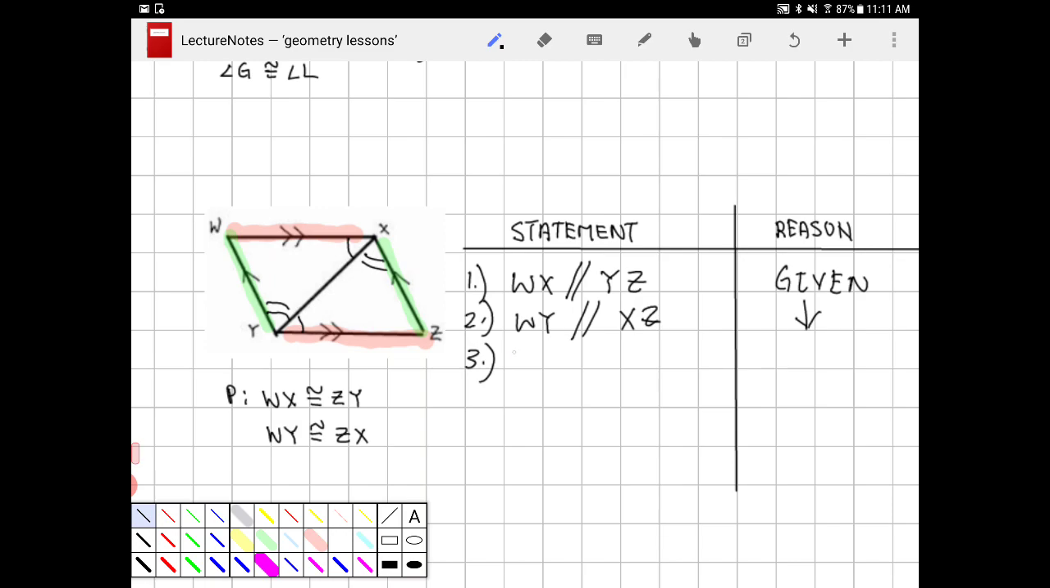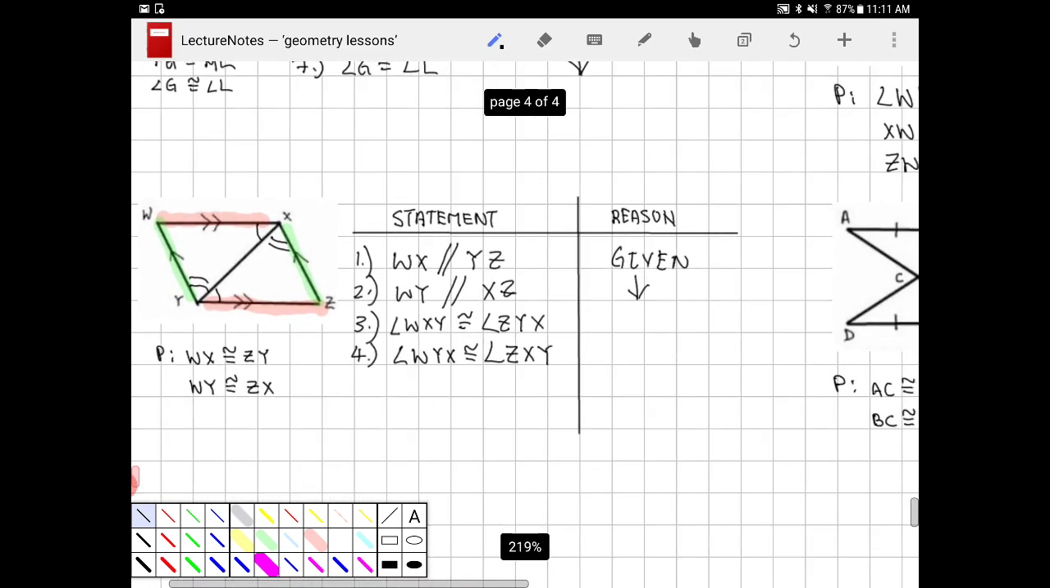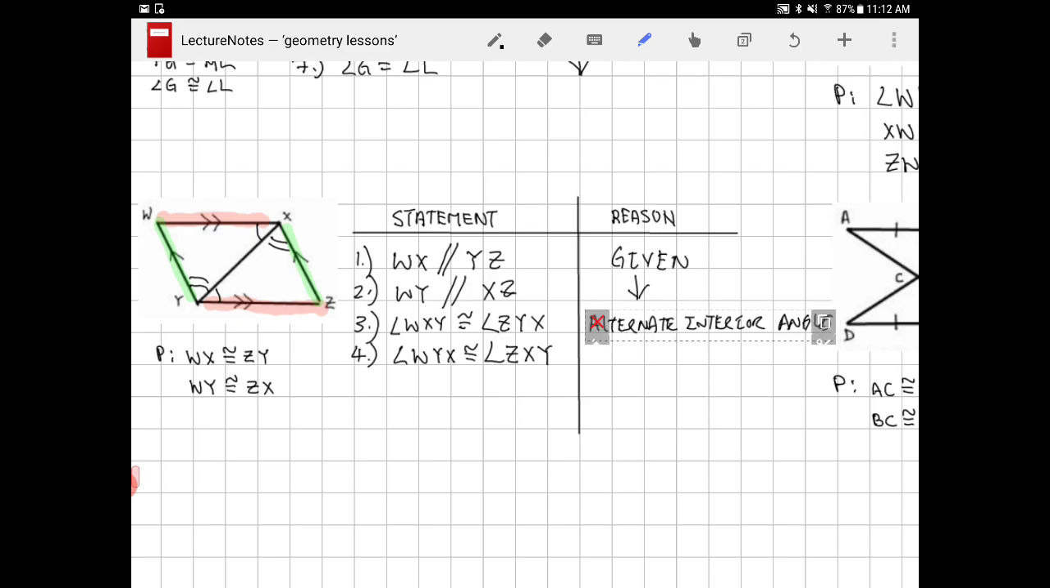What I'm going to do is list out all the angles that were mentioned, which was angle WXY is congruent to angle ZYX, and then angle WYX will be congruent to angle ZXY. And why are these things true again? That's because we have alternate interior angles. And we know alternate interior angles are in fact congruent. And both statements are true for the same exact reason. So these are alternate interior angles and they are the same for both reasons.